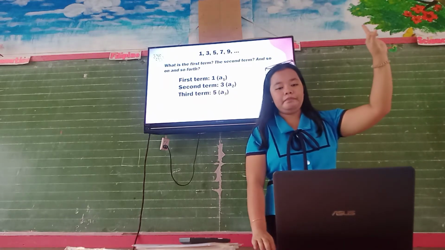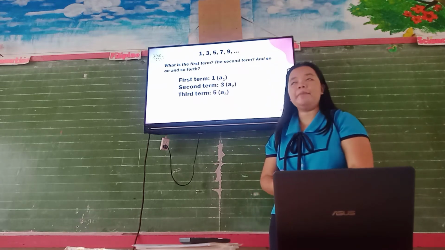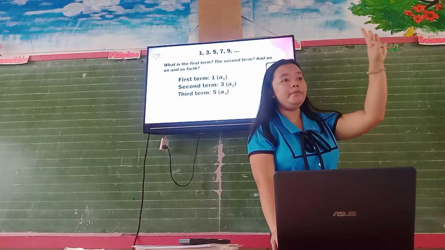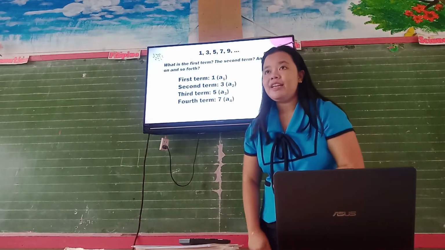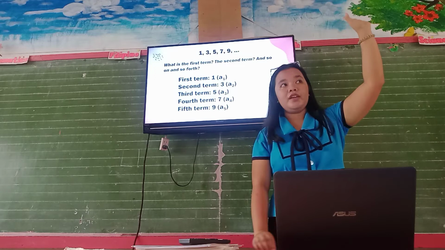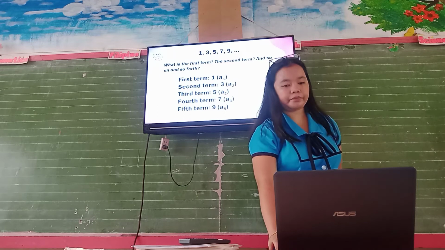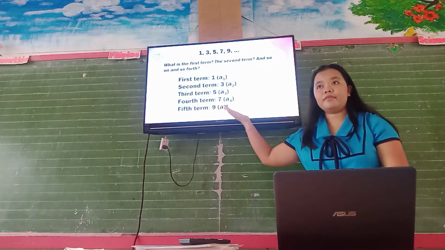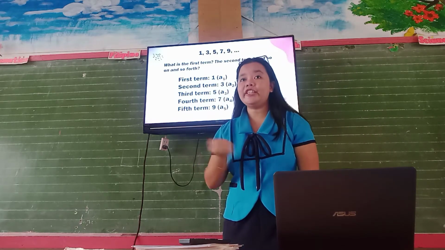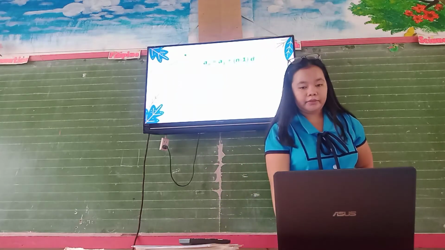How about the third term? Yes, 5 is the third term, and it is denoted by a sub 3. How about the fourth term? Yes, the fourth term is 7, and it is denoted by a sub 4. How about the fifth term? Yes, the fifth term is 9, and it is denoted by a sub 5. Is this clear? Do you already know how to find the first, second, and third term, and so on? Okay, very good. Let's move forward.